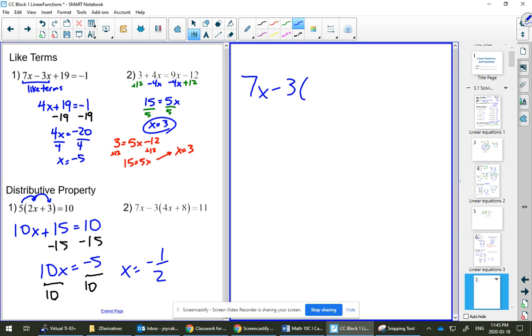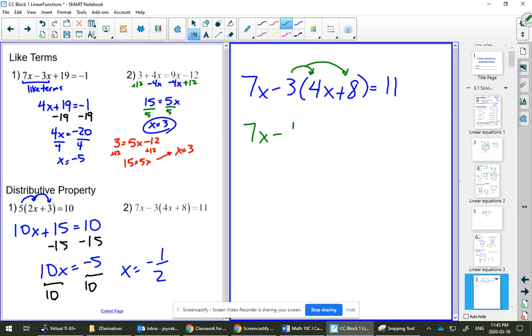Take an opportunity to pause the video, try the next example on your own, and then come back and check to see if you're accurate. All right, let's check your work. We've got 7x minus 3 times 4x plus 8 equals 11. So your first step is to distribute through the brackets.